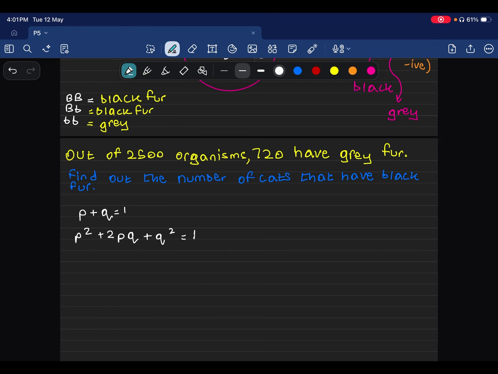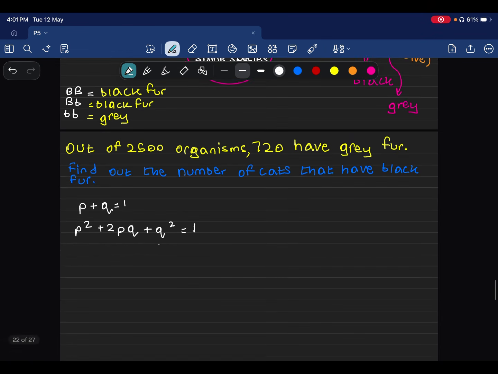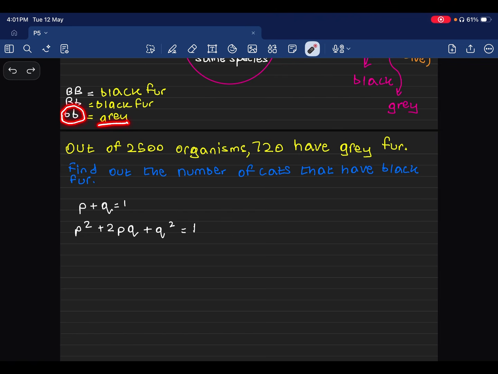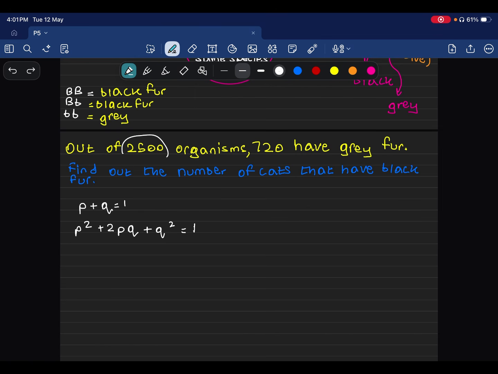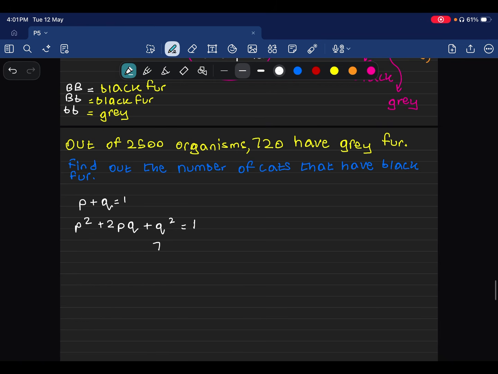Now, what is q squared again? It is the number of homozygous recessive divided by total population. If the cats have gray fur, doesn't that mean that these cats are homozygous recessive? Yes, it does. Because the other two possibilities are them having black fur, right? If they're homozygous dominant or heterozygous. So if they have gray, it automatically means it's homozygous recessive only. So 720 are homozygous recessive out of 2,500. If you take the number of organisms that are recessive, divide them by the total, you now have the q squared value.